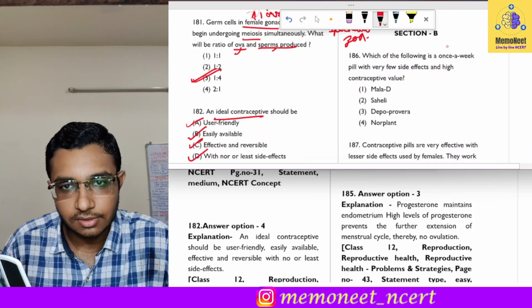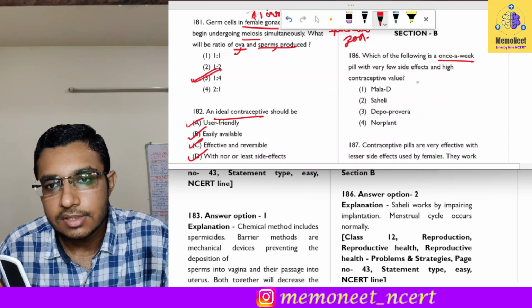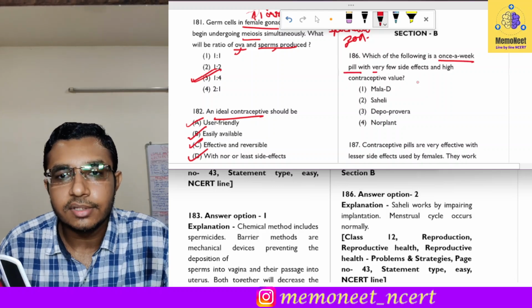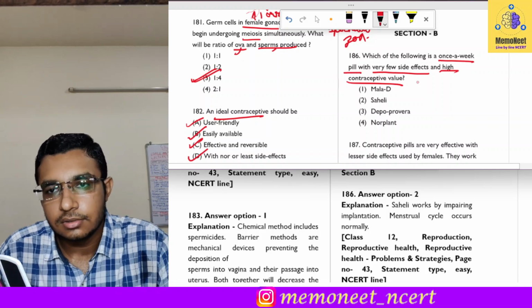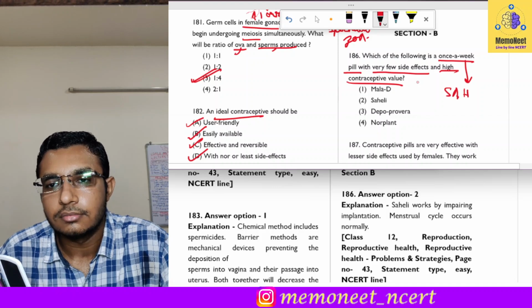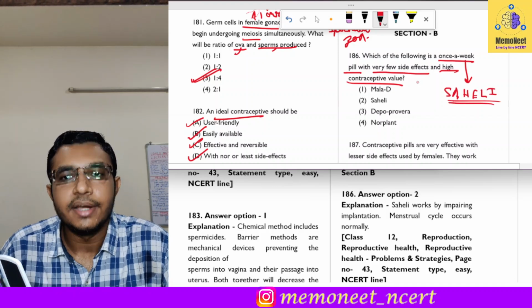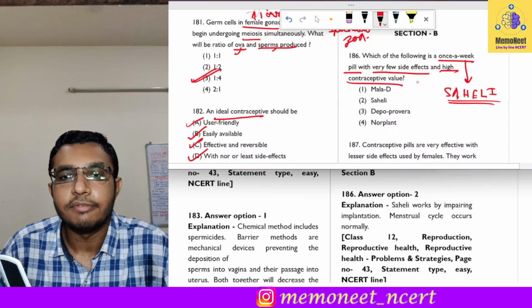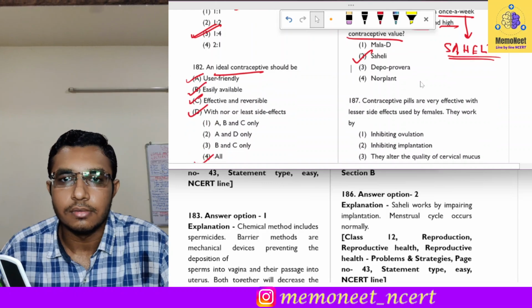Next question is question number 186. It states that which of the following is a once a week pill with very few side effects and a high contraceptive value? So the once a week pill is Saheli. It is a non-steroidal pill, it is a once a week pill and it has very few side effects. So the correct answer of this question is option 2.